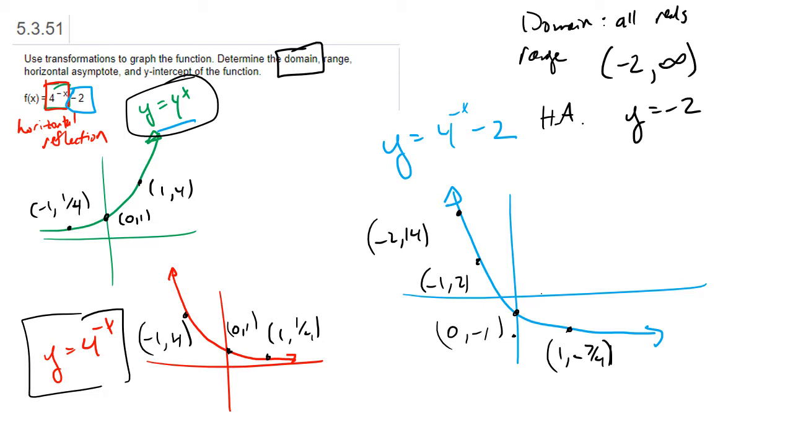And then the y-intercept has already been plotted. There it is. Okay, if you plug in x equals 0, you get 4 to the 0, which is 1, and 1 minus 2 is negative 1.